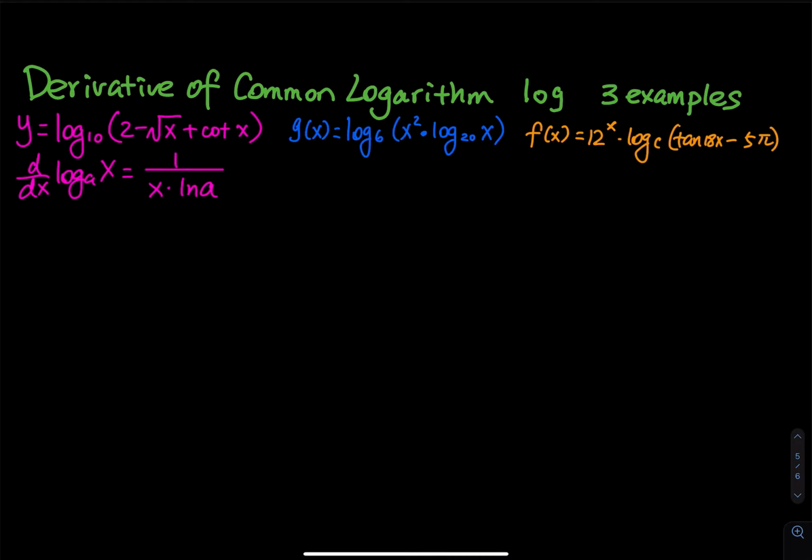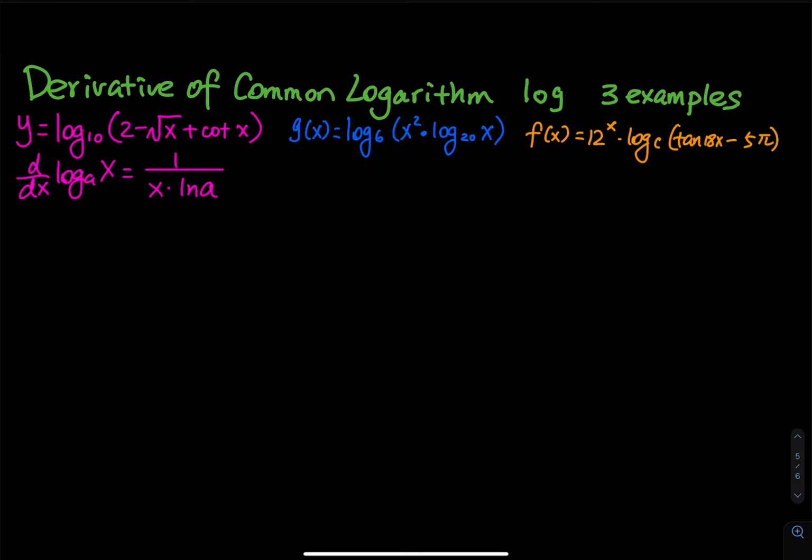Three examples regarding the derivative of common logarithm, log. The derivative of common logarithm, log base a of x, is 1 over x times ln a. If you recall the derivative of natural logarithm ln, the derivative of ln x is 1 divided by x.